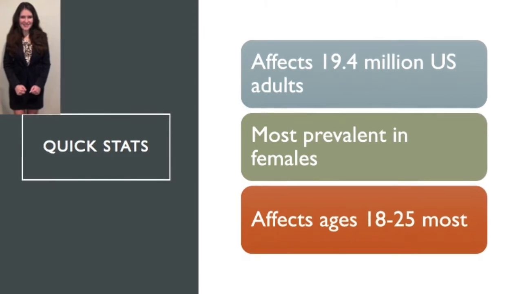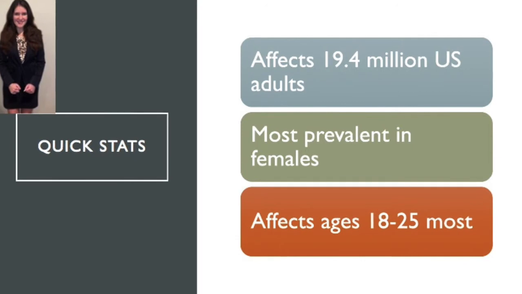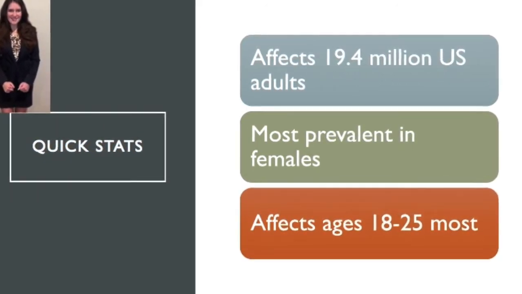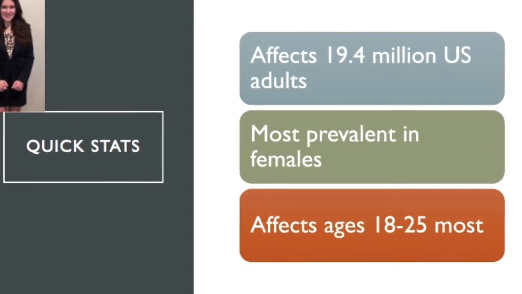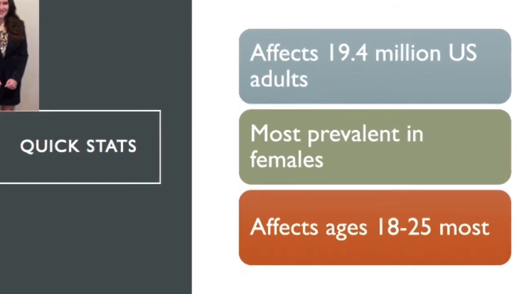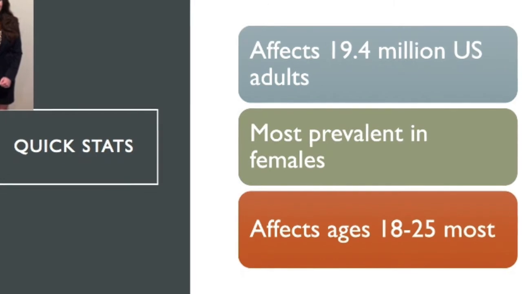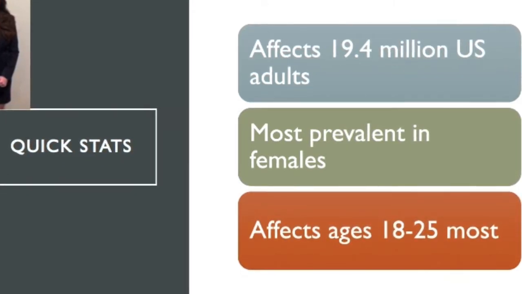These are some statistics of prevalence of depression among adults in the U.S. as of 2019, taken from the National Institute of Mental Health. About 19.4 million adults had at least one major episode of depression. It was more prevalent in adult females than in adult males. Also, adults of ages 18 to 25 reported the highest number of depressive episodes, which would make sense considering this is about the age people go to college and try to figure out their future.